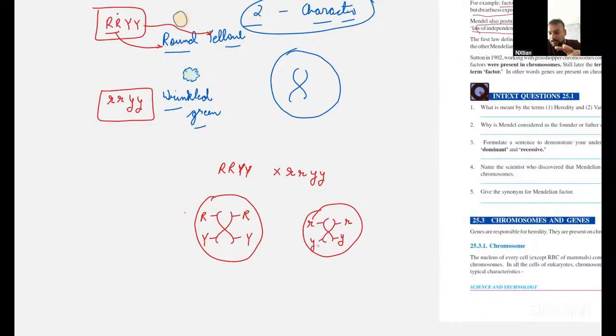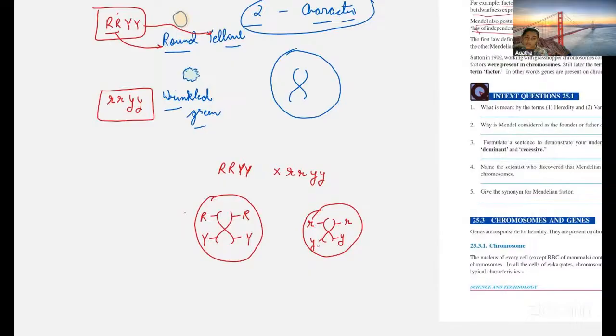So what I'm trying to say is, in a dihybrid cross, when two characters are taken, they work independently. It means they will not depend upon the other character. Like the yellow color is not dependent on the round character. Are you getting my point? Round and yellow will independently work. They will independently assort when the division comes, when they combine. So they are not dependent on each other. This is called the law of independent assortment.